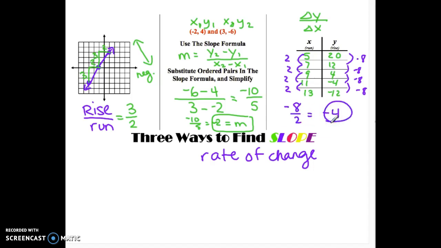So if we filled in the gaps, this would say we're going down 4 every time. Okay, this is just some basics of slopes. Hopefully you can use this to help you out in the future.